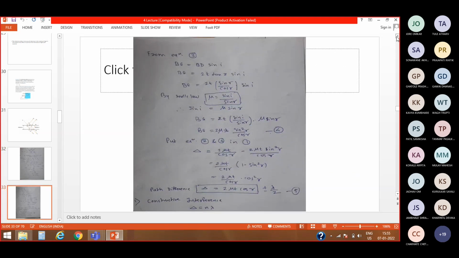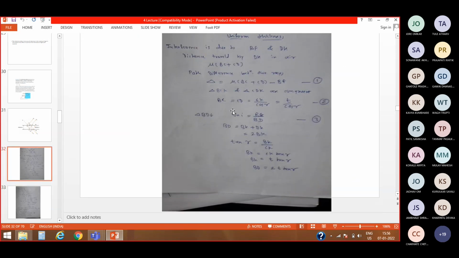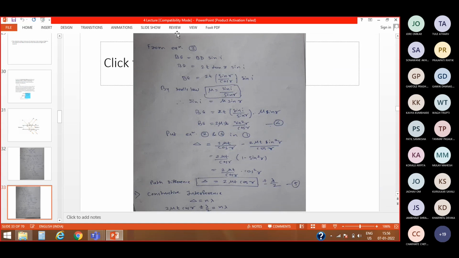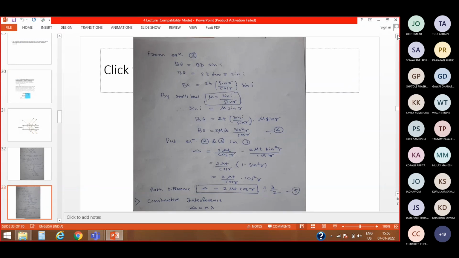From equation number 3, sin of I is equal to BG upon BD. So BG is equal to BD into sin of I. And put the value of this BD that we derived right now. What is BD? 2 times T into tan of R into sin of I.